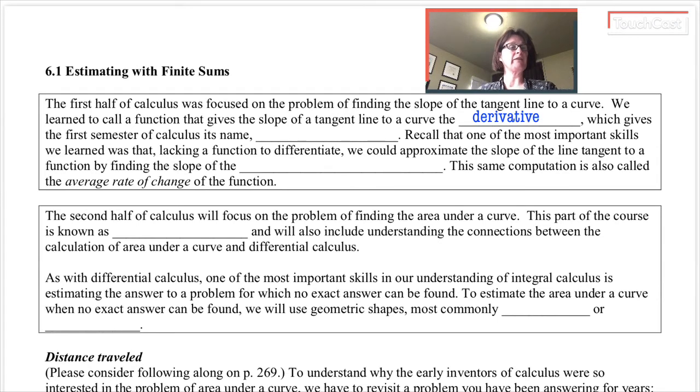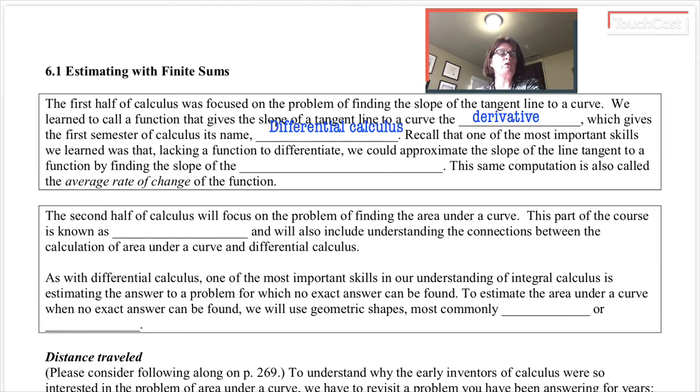So finding a derivative we call differentiating. And so we sometimes call that whole first semester calculus differential calculus. It's all about finding derivatives and then using derivatives to solve problems. Because it's going to help us make a connection to second semester.